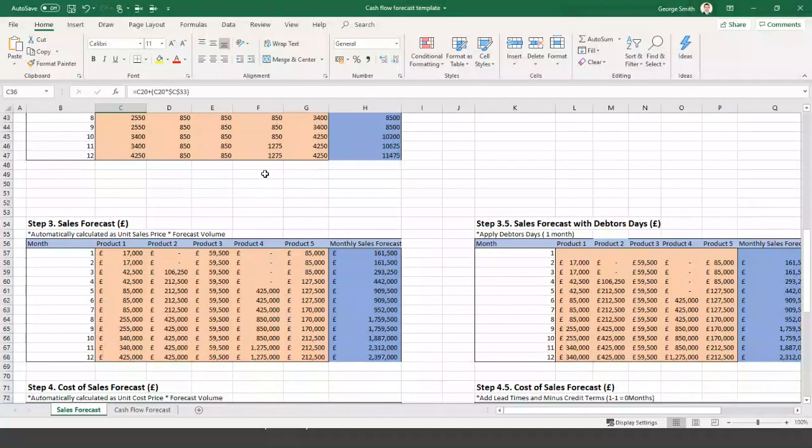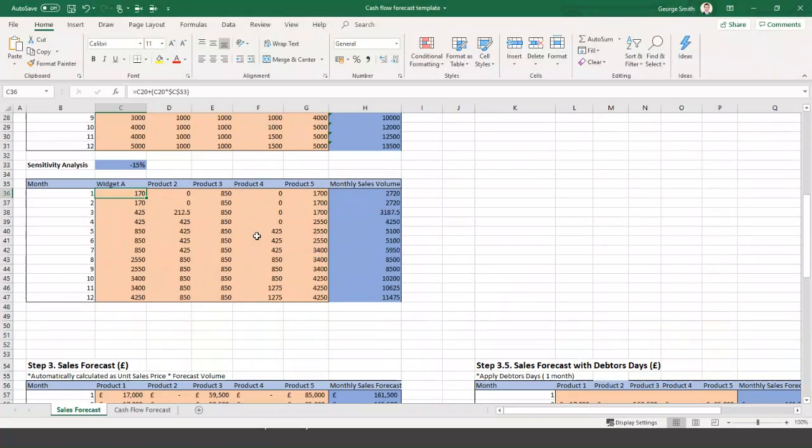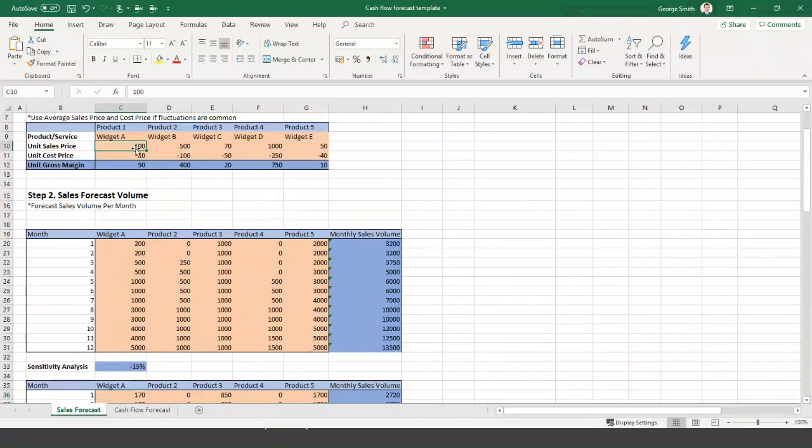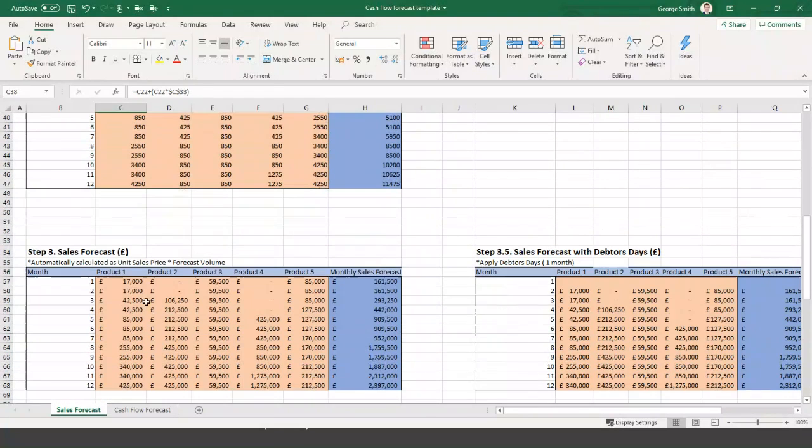So what the next section does is pretty much just a bit of simple maths of timesing up my expected sale prices by my expected volumes. And that's going to be a key component of the forecast once we jump onto the next tab.